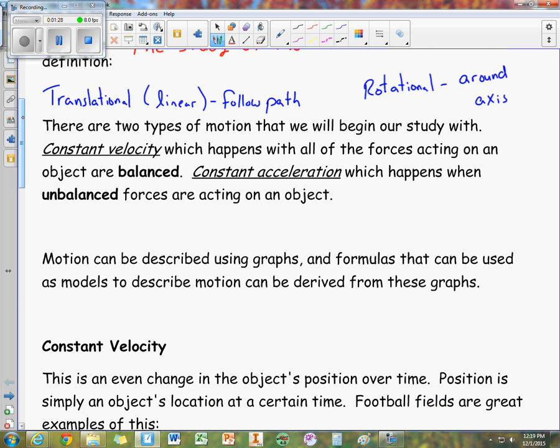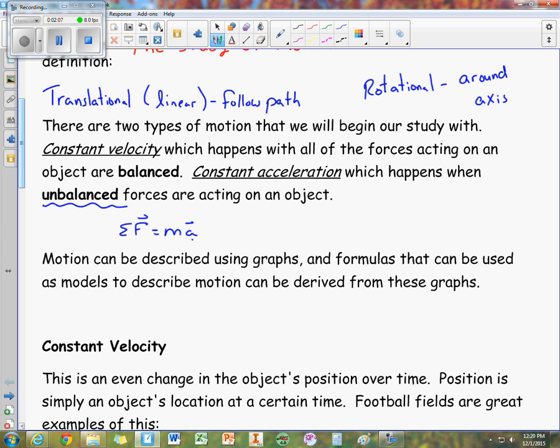All right, so when it comes to motion, we have 2 types that we want to start our study with: constant velocity and constant acceleration. You will get constant velocity when all of the forces acting on an object are balanced. And you will get constant acceleration when the forces acting on an object are unbalanced. And in the previous unit, we talked about how for unbalanced forces, we had Newton's second law, which stated that net force equals mass times acceleration. So right after that, we got an acceleration that we can use for kinematics, studying motion.